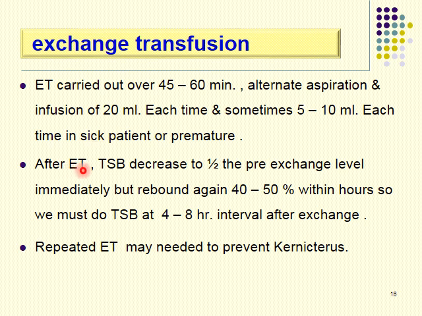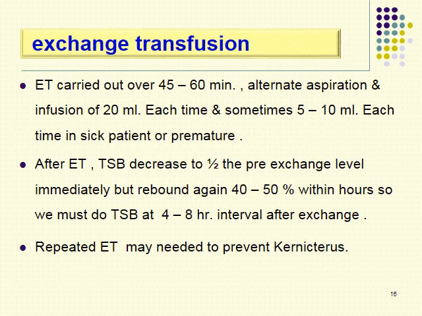After exchange transfusion, TSB decreased to half the pre-exchange level immediately, but it rebounded again to 40 or 50% within an hour. So we must do TSB at 4 to 8 hour intervals after exchange transfusion. Some patients may need repeated exchange transfusion to prevent kernicterus, especially in cases of severe hemolysis due to Rh incompatibility or in cases of Crigler-Najjar type 1.